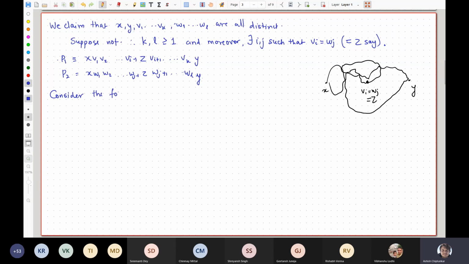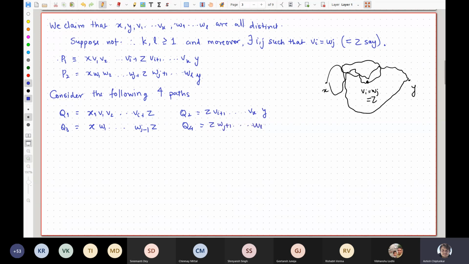Consider the following four paths. I'm just breaking P1 into two parts, and I'm breaking P2 into two parts. So let's call them Q1 is equal to x, v1, v2, through vi minus 1, z. Q2 is z, vi plus 1, through vk, y, and similarly Q3 is x, w1 through wj minus 1, z, and Q4 is z, wj plus 1 through wl, y.